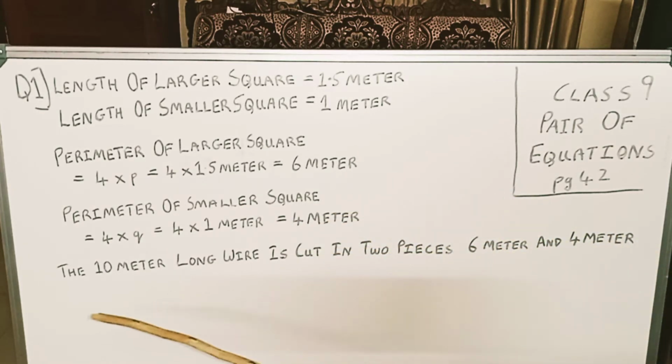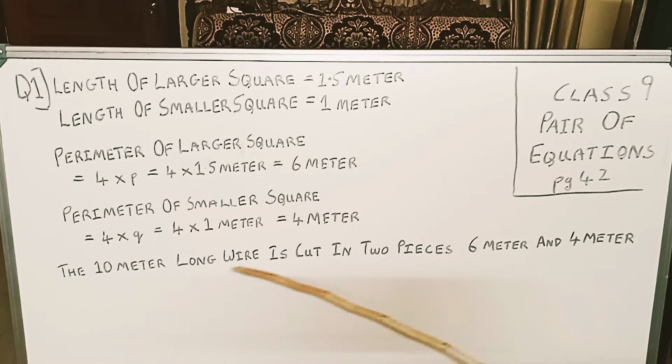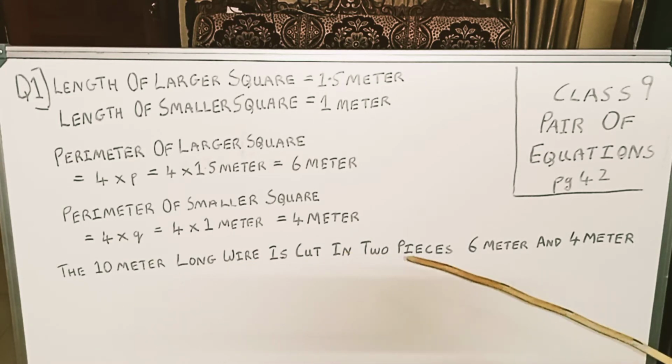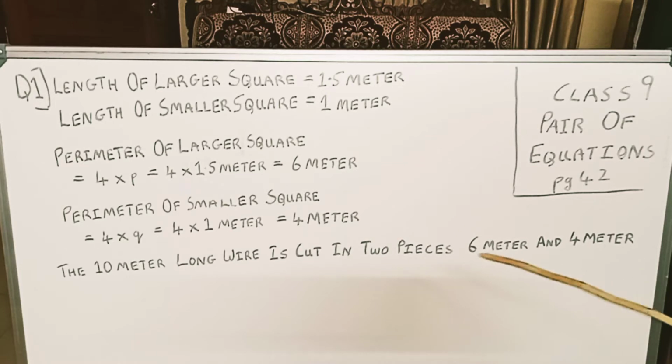So our final answer is: the 10 meter long wire is cut into two pieces. The first is cut at 6 meter and the second part is 4 meter. So this is your final answer of page number 42, question number 1, the final concluding part.